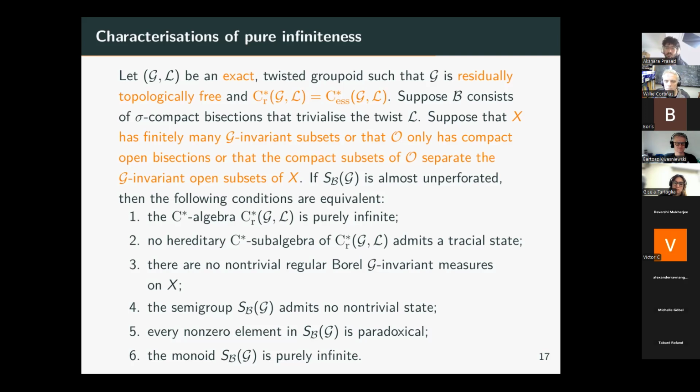That's interesting. That's as far as I know about this. Thanks for the reference. I didn't know about it. I think it's called something like principal groupoid models for purely infinite C*-algebras. Okay, if there are no more questions, I will stop the recording.